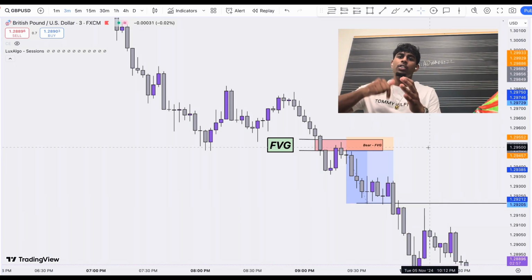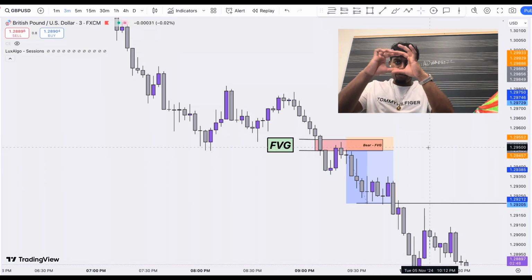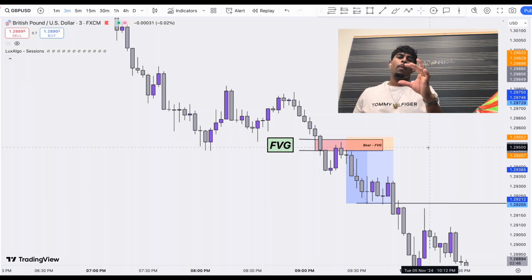So in this case, a lot of sellers are entering the market. They're pushing the market down. What happens is, since there's so much push, there's very few buyers there, so it creates an imbalance. So buyers need to enter the market, fill that imbalance, and then it goes back down. It is a seller-dominated market. However, buyers need to fill the imbalances, right? That's essentially what it is. That's what a fair value gap is.